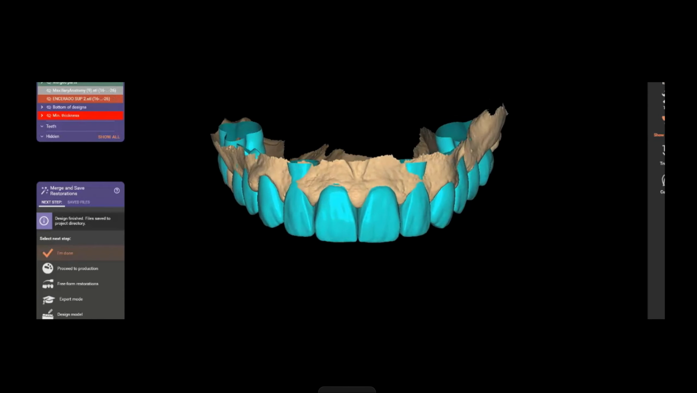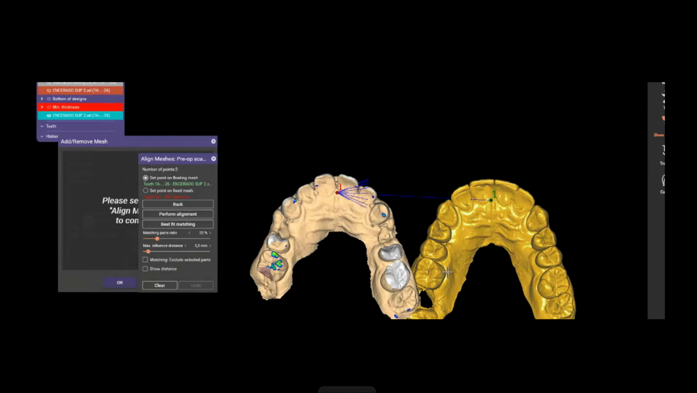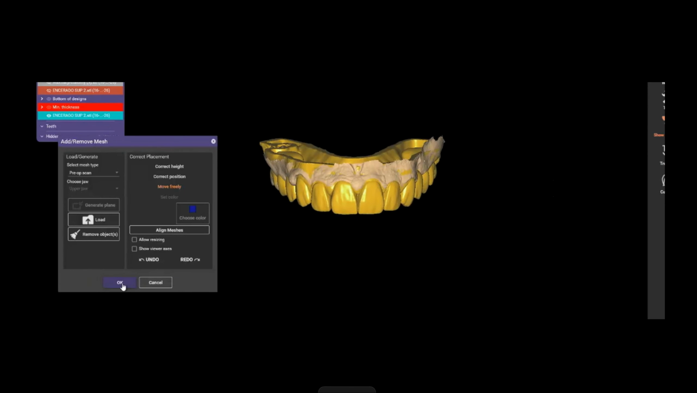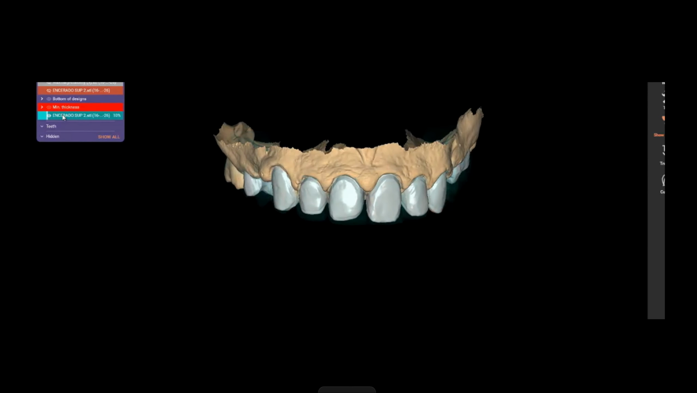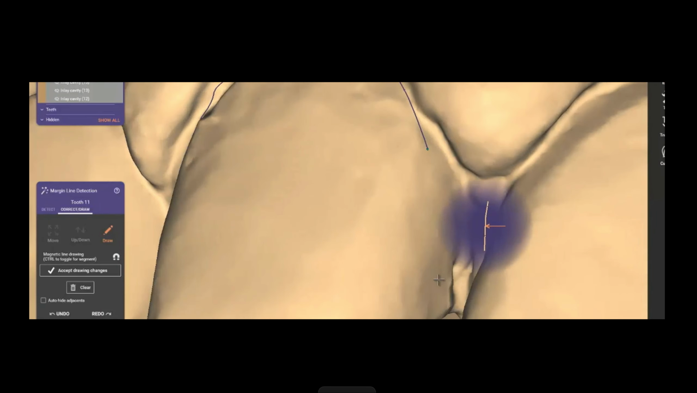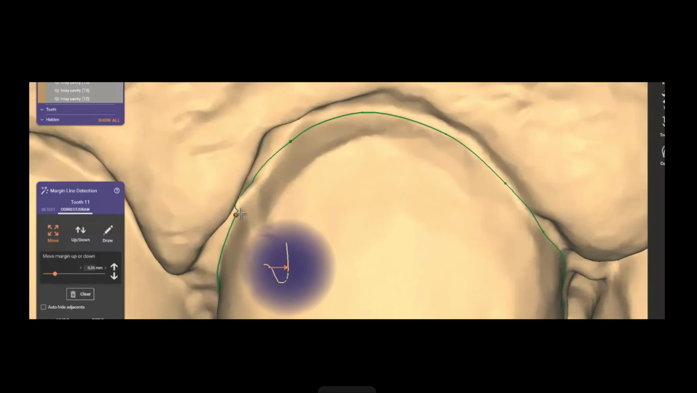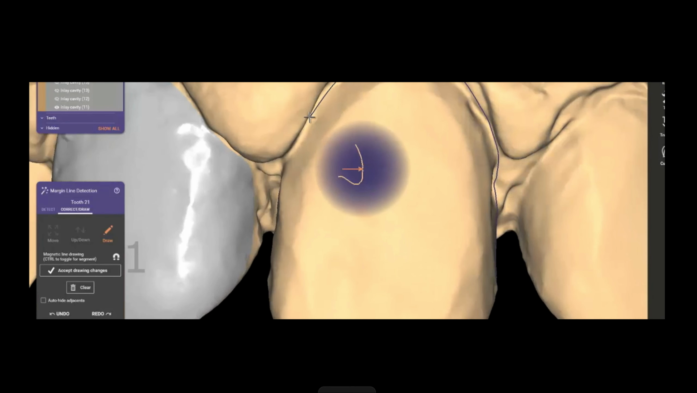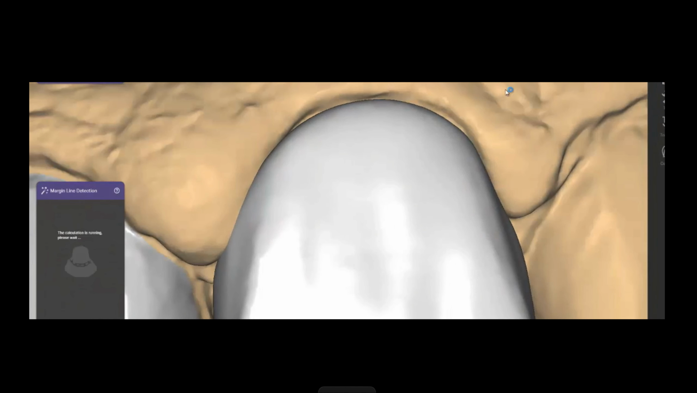Now the lab technician, this is what he gets. He knows what the mock-up is, what's the shape that we like, and he just needs to fix the margin where he wants. And if he feels the gingiva is annoying a little bit, you will see how he starts eliminating that gingiva.